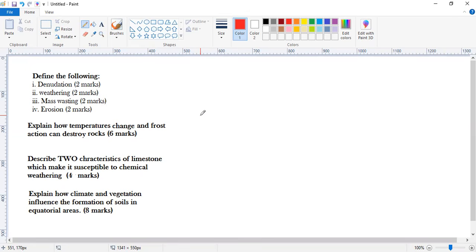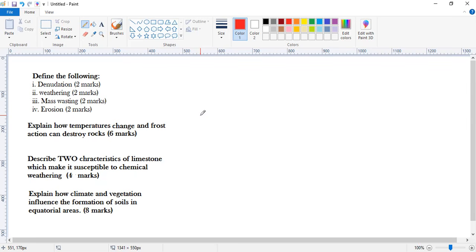If you look at the examples that I have, the first one says define the following. All right. So for these, you are simply being asked to give the definitions or the meanings of the terms. Notice that each definition is given 2 marks. So there is no need to go beyond the definition.